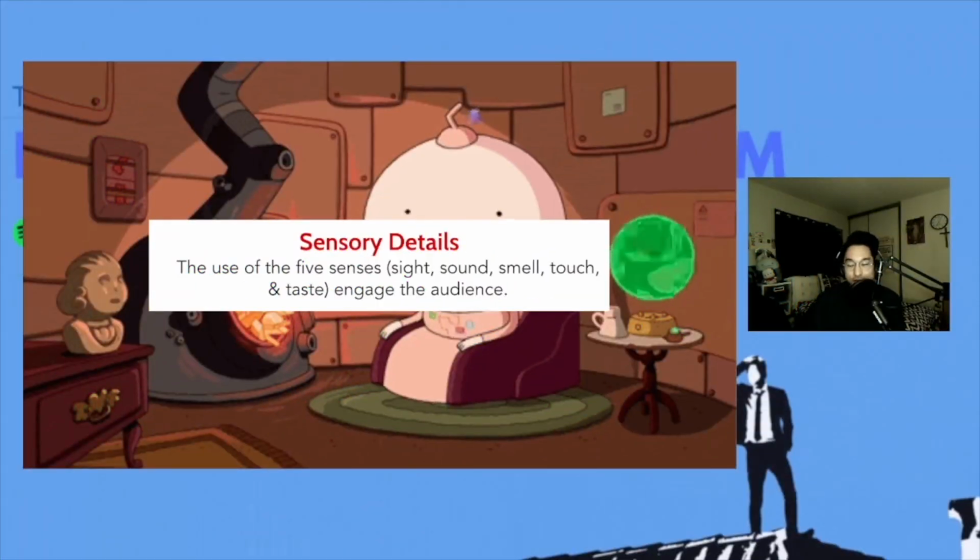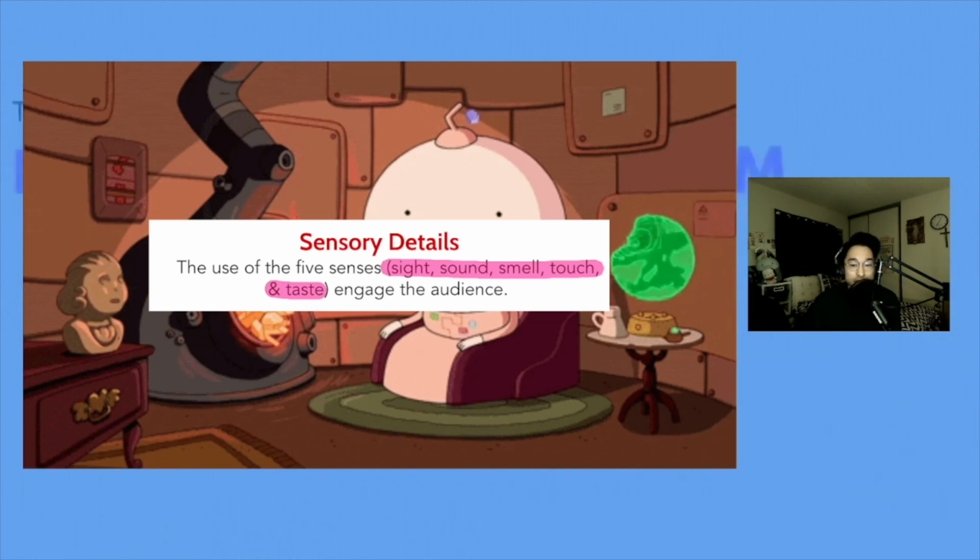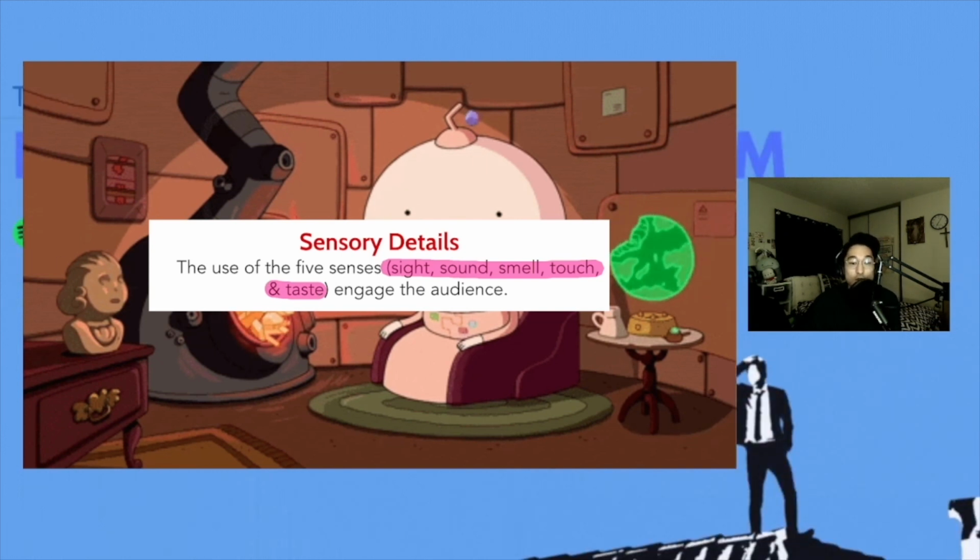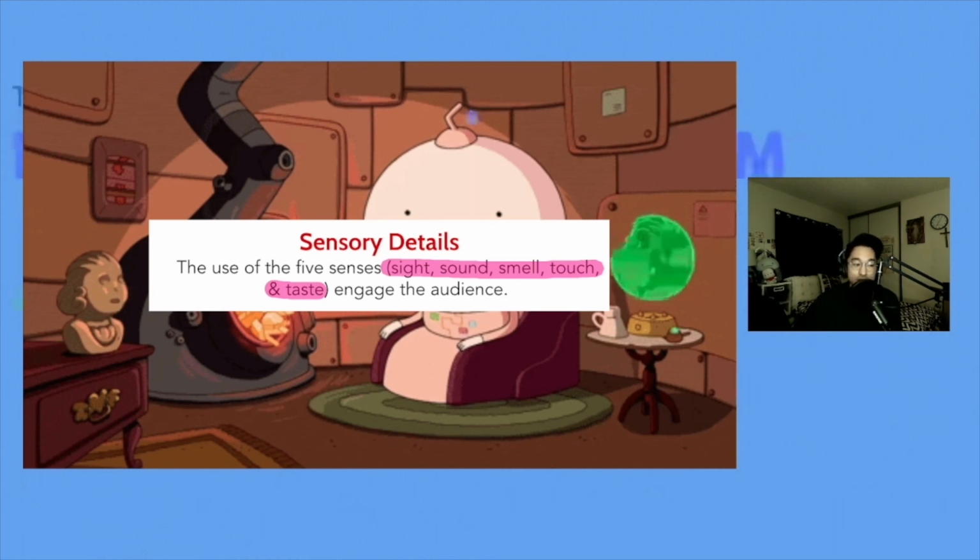Starting with sensory details, these are known as the five senses, right? Sight, sound, smell, touch, and taste, and they're used to engage the audience. This is when the author uses descriptive language to make the reader feel or imagine the senses as they read. And artists use sensory details in all kinds of ways.